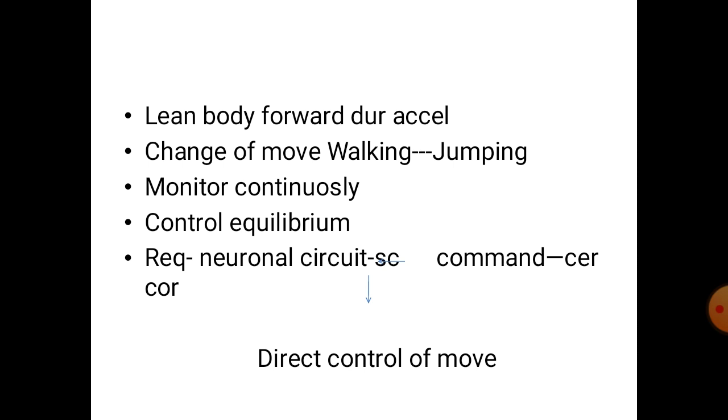All the circuits for these things are present in the spinal cord, but that requires the command. Command comes from cerebral cortex, and all these circuits are present in the spinal cord. When the command comes, the person can start from walking to jumping, or he can stop, or he can accelerate. So all the neuronal circuits which are required for these movements are present in the spinal cord, but the command comes from cerebral cortex, and the direct movement of the muscles is under the control of anterior horn cells of the spinal cord.